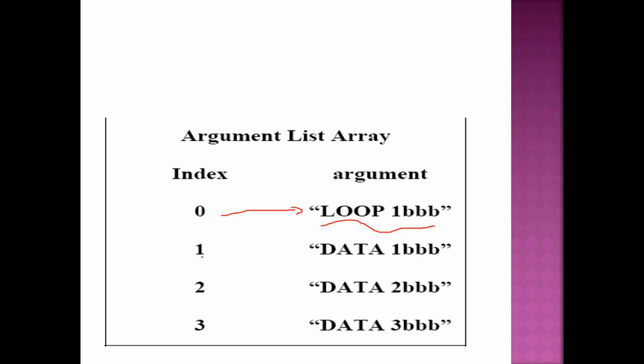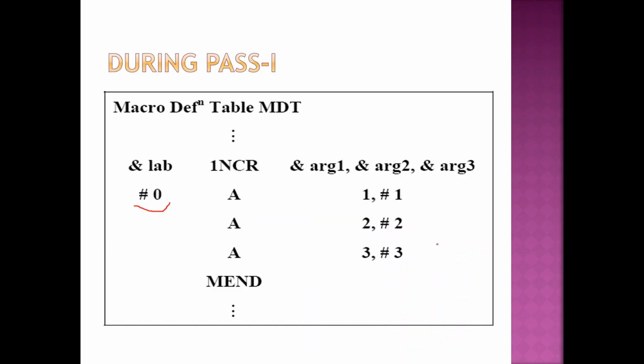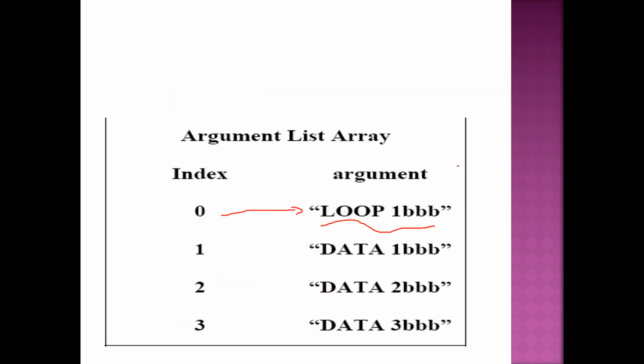Hash 1 in my macro definition table means argument 1. Hash 2 means argument 2. Instead of using argument 2 directly, I am giving hash 1, 2 and 3. 0 here represents that particular label. You understand? So if this is the entry in the macro definition table, the corresponding entry in the argument list array will be like this. It will tell you what you mean by 0, what you mean by 1, what you mean by 2 and what you mean by 3.